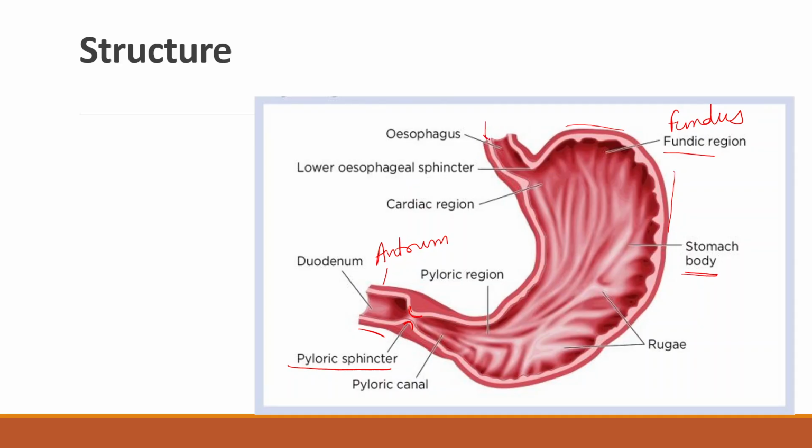Here the esophagus is joining the stomach and has a sphincter, which is called the lower esophageal sphincter. The lower esophageal sphincter guards the opening of the stomach near the esophagus, and the pyloric sphincter guards the opening from the stomach to the duodenum.